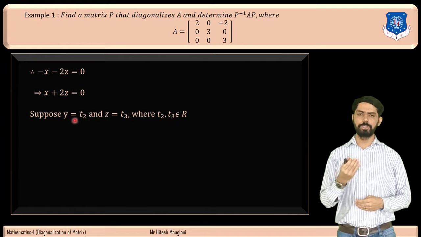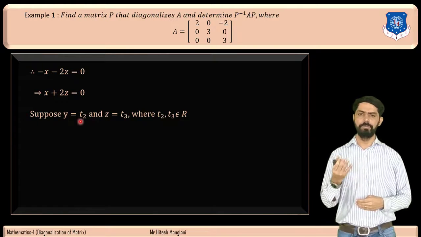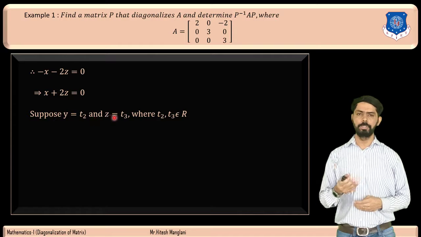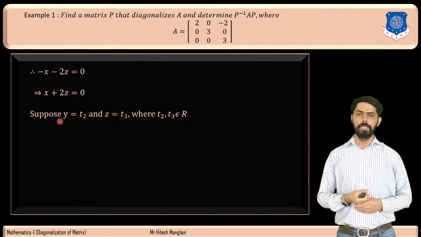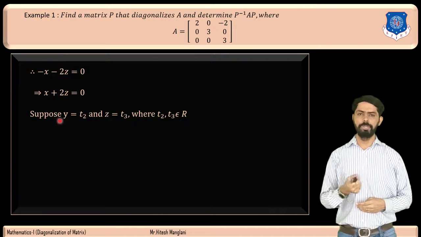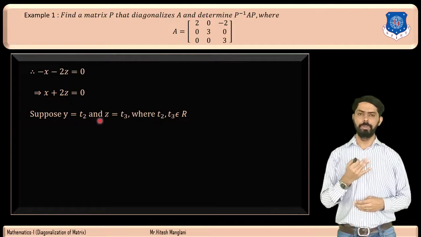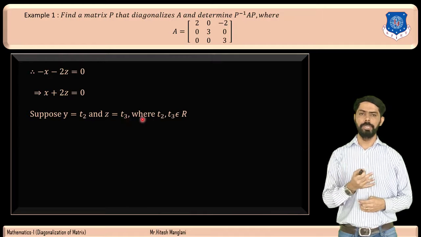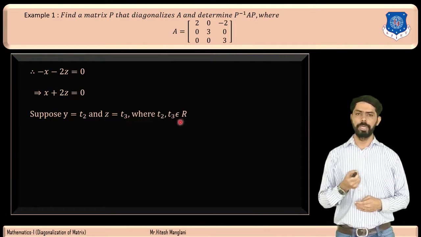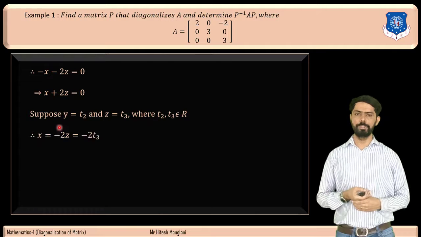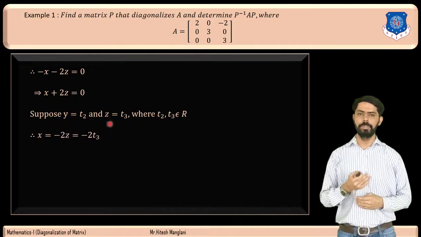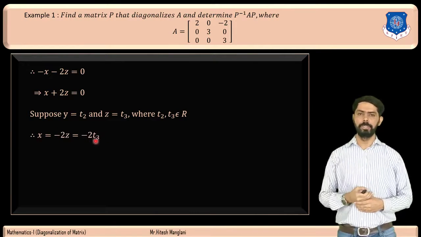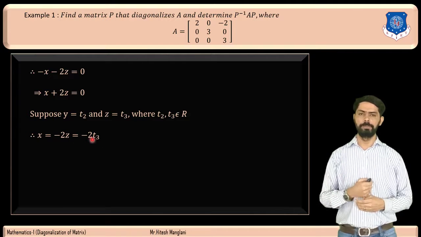So the number of variables minus the number of equations will give us the number of free variables. So here 3 minus 1, so it will be 2. So here there will be 2 free variables. So we will suppose y and z as free variables. So we will suppose y is equal to t2 and z is equal to t3, where t2 and t3 belong to R. So here from this equation x is equal to minus 2z and z is t3, therefore x is equal to minus 2t3.